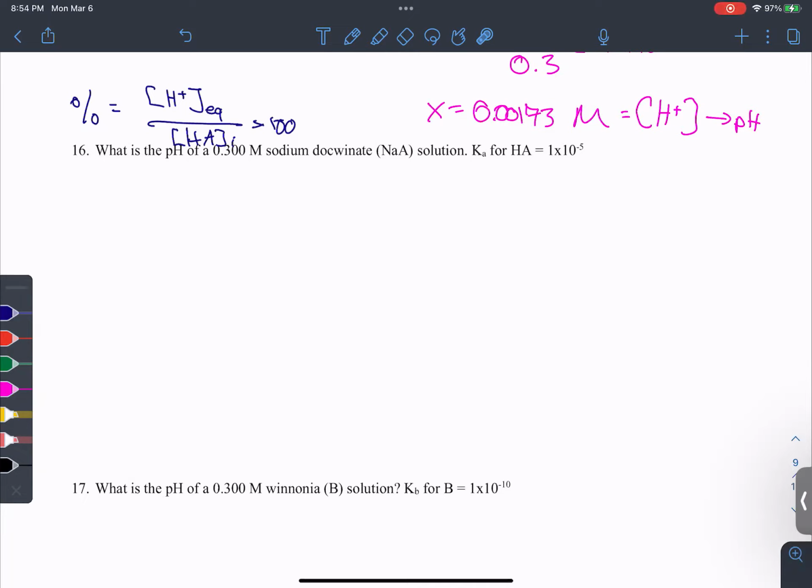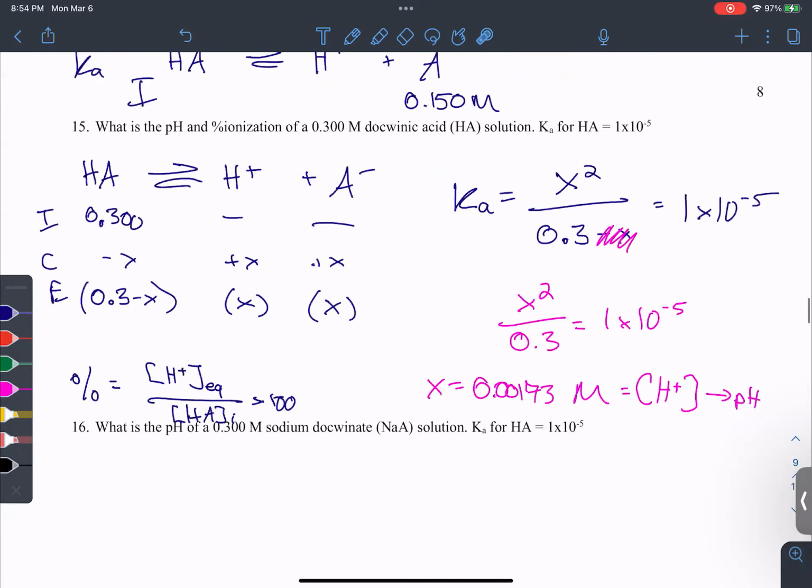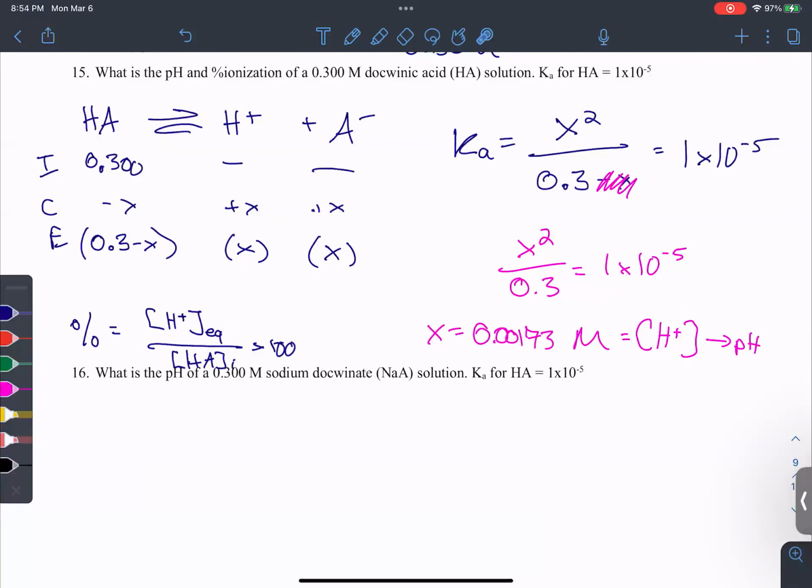All right, so let's do the next one. What is the pH of a 0.3 molarity sodium dock-winate solution? NaA, the Ka for HA, is 1 times 10 to the negative 5. You all laughed at me when I asked you, is dock-winic acid an acid or a base? And you said, it's an acid. What is sodium dock-winate? It's a salt, yes, but specifically, it's a base. It is a conjugate base.